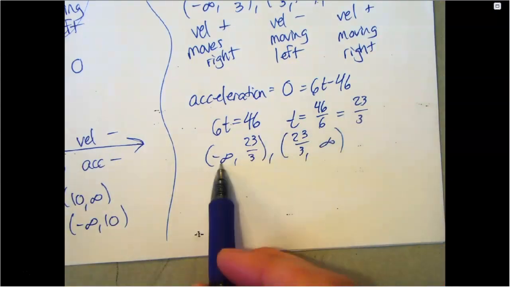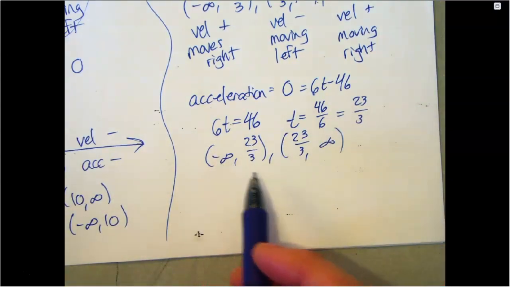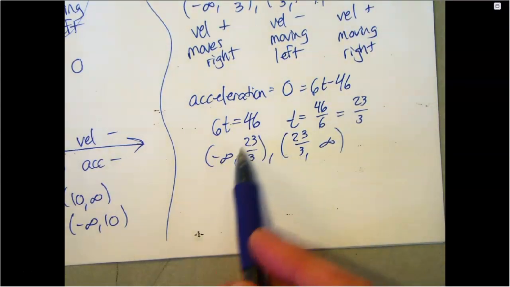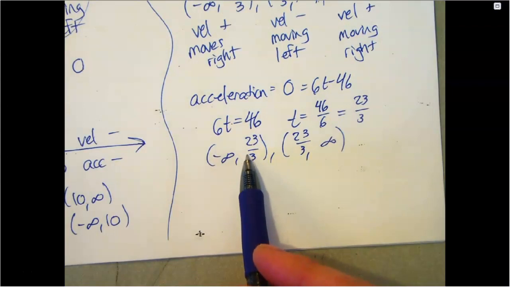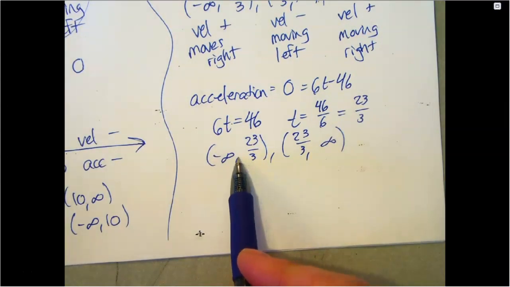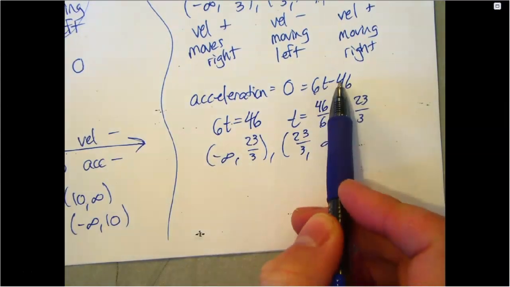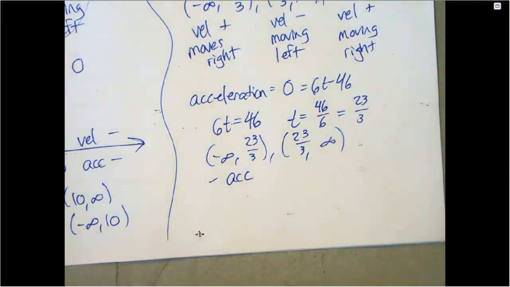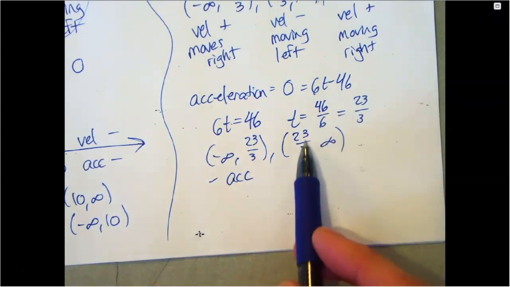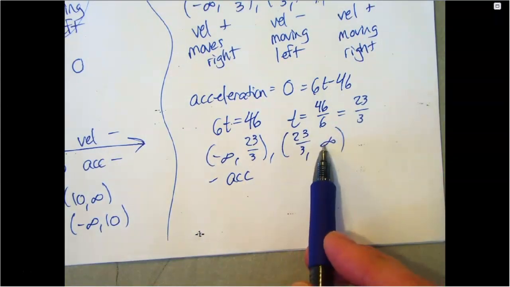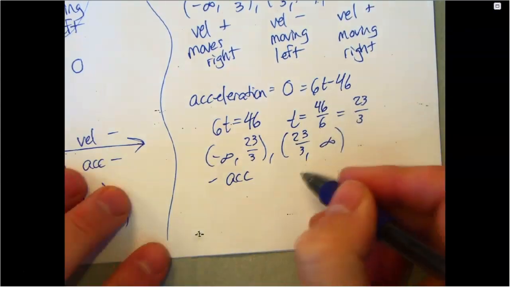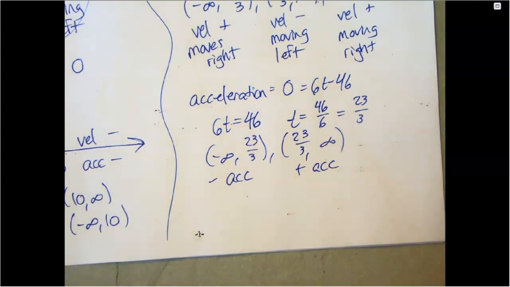Okay, thank you. So 23 thirds is a little more than 7, right? 7 and 2/3. So just pick a number less than 7 and you're good. Let's say 0. If I plug 0 into 6t minus 46, I get negative, so this is a negative acceleration. And a number bigger than 7, so let's say I put in 10. 6 times 10 is 60 minus 46, so this is a positive acceleration.